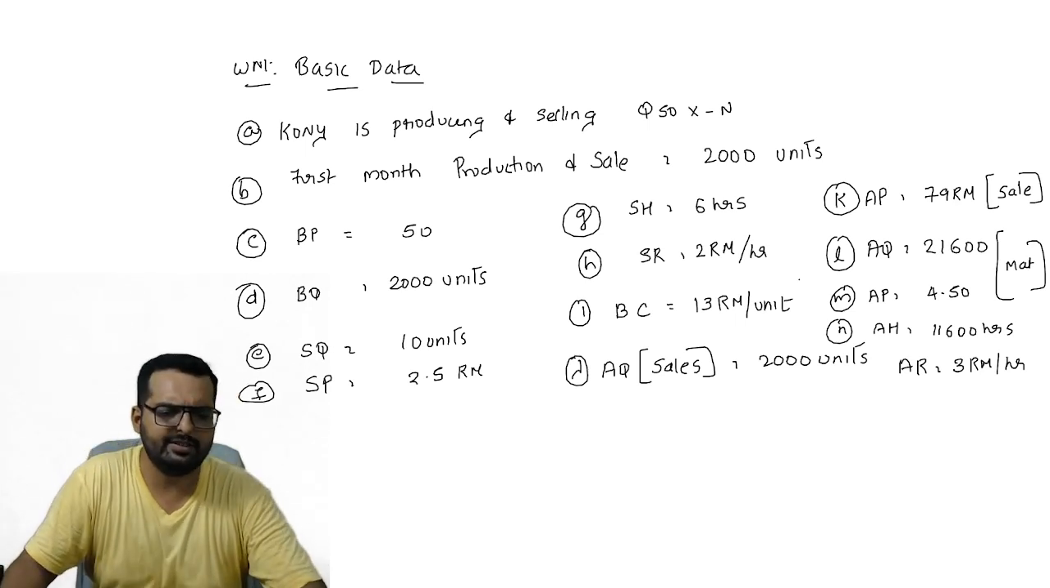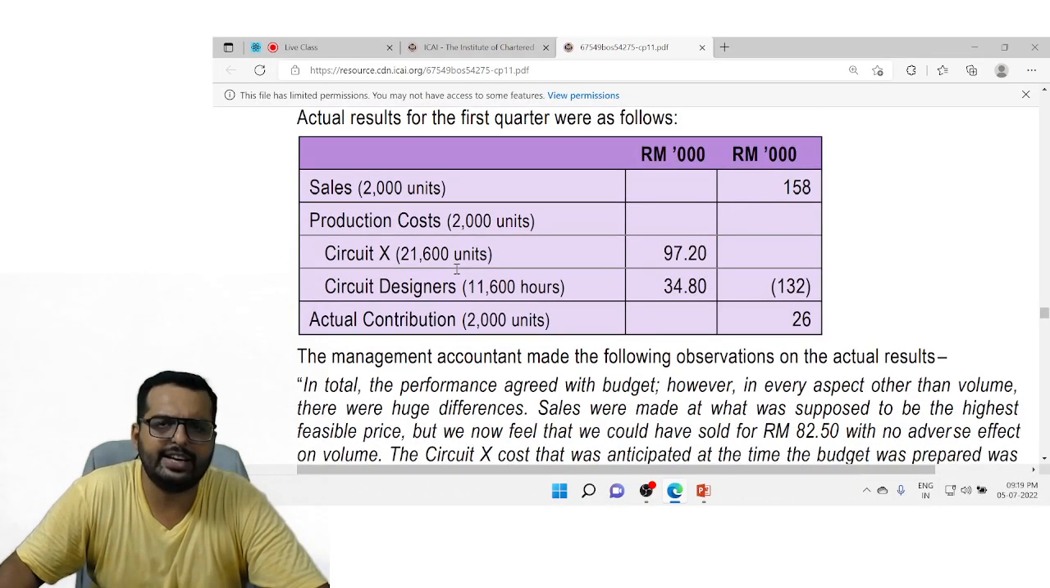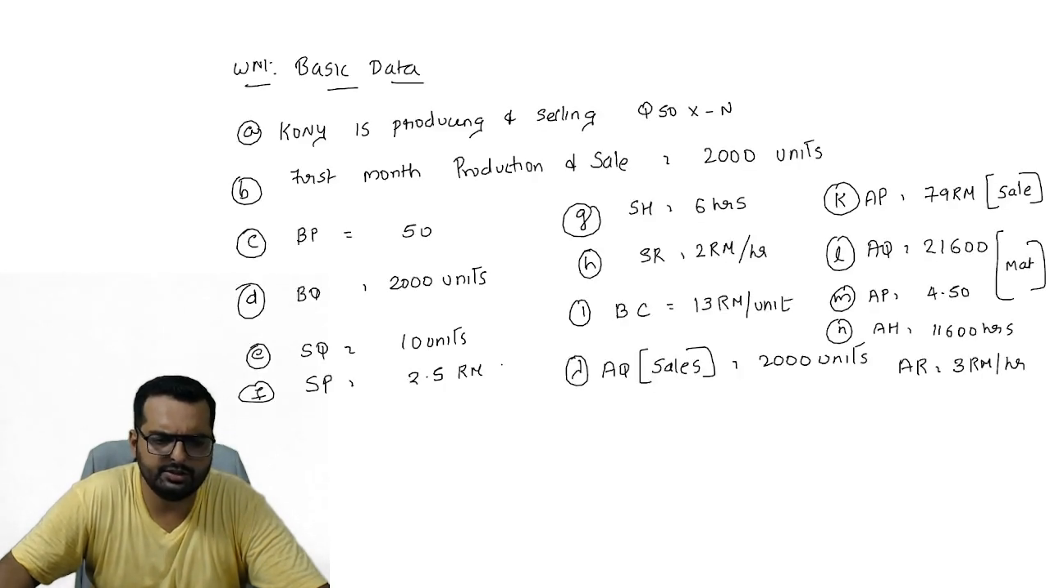All right, friends. Everybody's done writing this. So once you're done writing this, ideally we can find out the sales variance. We can also find out the material variance. Wait, Ashwini is still writing. Let her finish writing this.